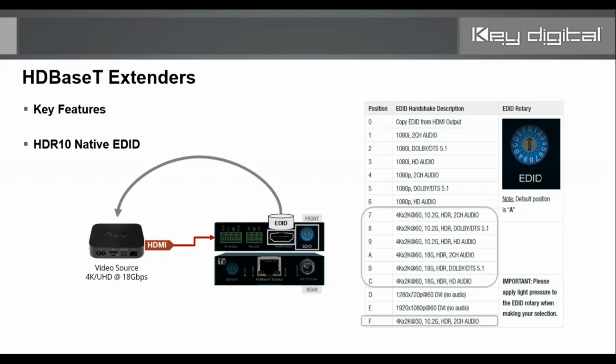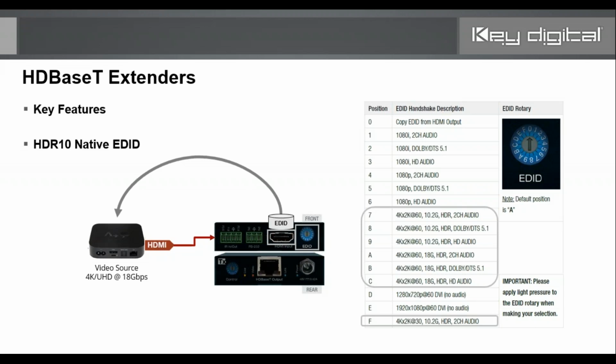And what we've done, because these products add full 18 gigabits per second bandwidth support, now on our 4K handshakes, they all have native HDR10 header information in that handshake. What is HDR10? It's high dynamic range. It provides a wider color spectrum for the user, and it makes things much more lifelike and realistic.